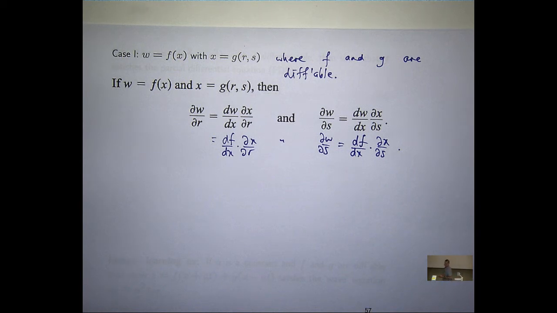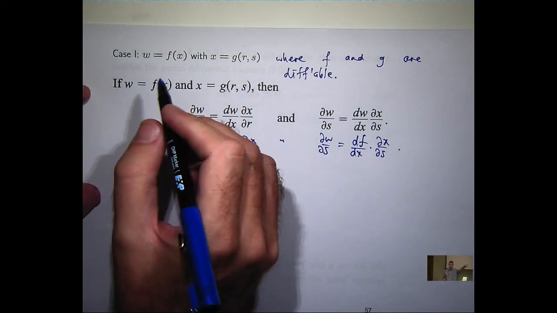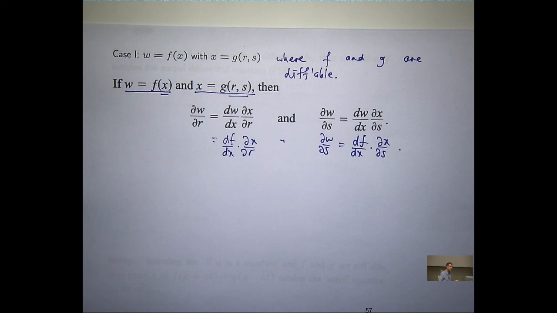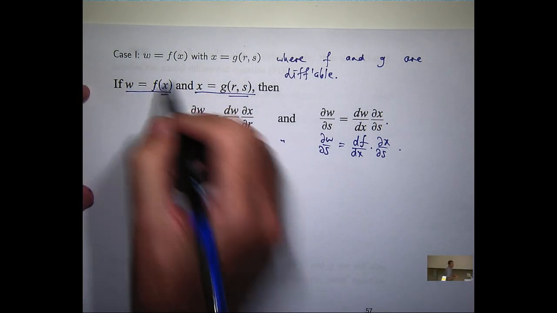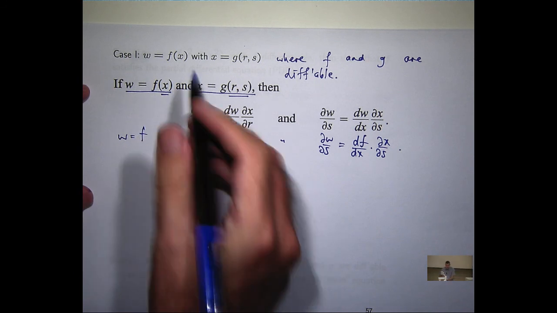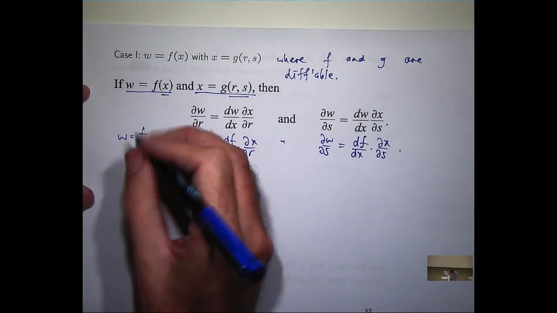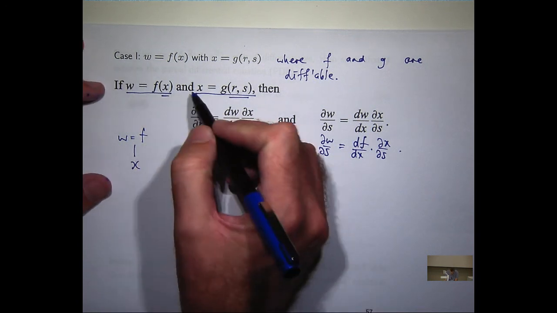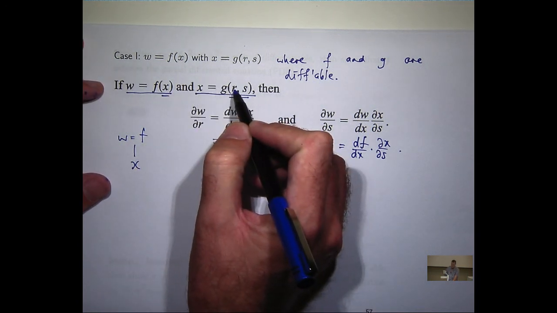Okay? So I said draw a picture, right? So essentially all you need to do is look at the dependency of each variable. Now this is important. W equals F, and F is a function of X. So I draw a little linking line. That little link shows me that F depends on X. Now, if I move over to here, X depends on two things, R and S.